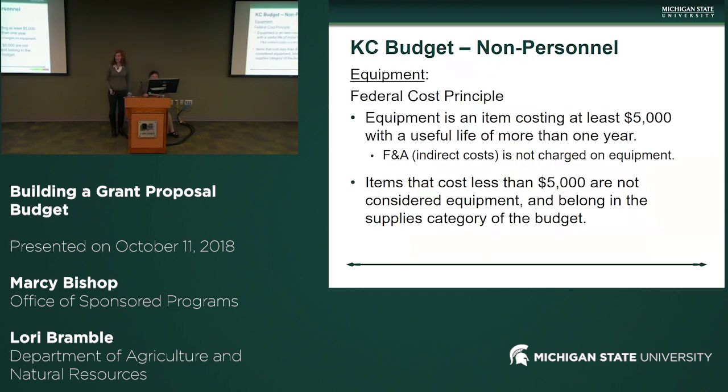So now we're going to talk about the non-personnel budget categories. We have equipment. Equipment is described as an item that costs $5,000 or more and has a useful life of more than 1 year. Now, F&A or indirect costs are not charged on equipment under modified total direct costs. Marcy's going to touch on F&A, MTDC and TDC later in the presentation. Any items that cost less than $5,000 are not considered equipment, and you need to put those in the materials and supplies category.